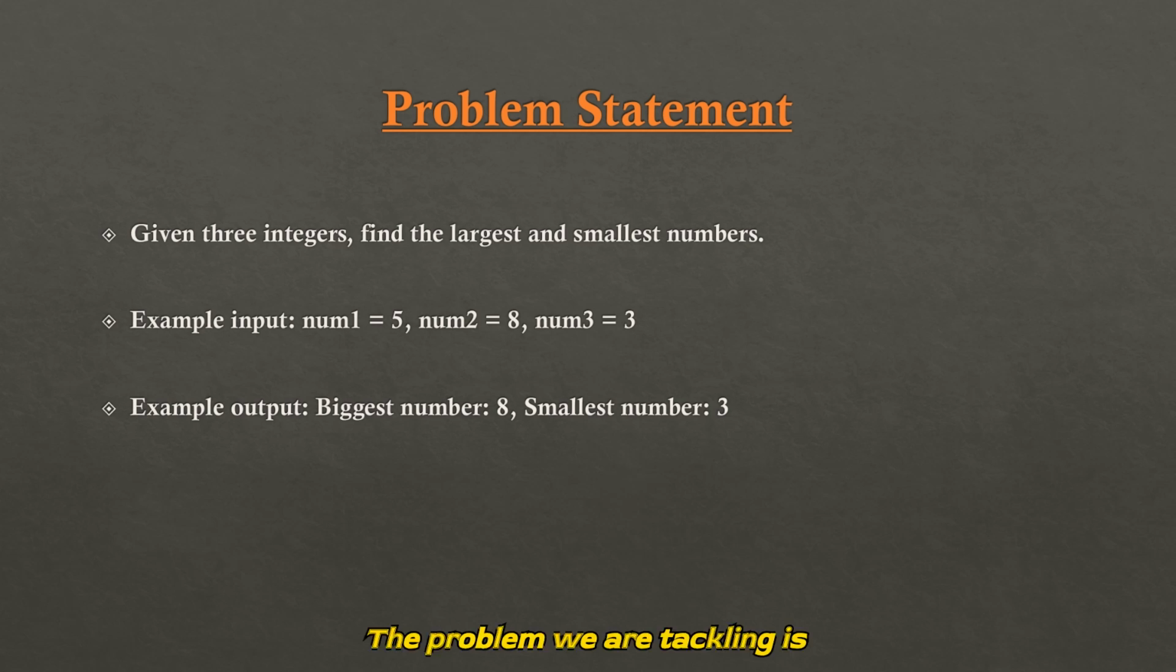The problem we are tackling is straightforward. Given three integers, we need to determine which one is the largest and which one is the smallest. For instance, if we input the numbers 5, 8, and 3, the program should tell us that the largest number is 8 and the smallest number is 3. This simple task lays the foundation for more complex problems that can be tackled using the same principles of comparison and conditional statements.